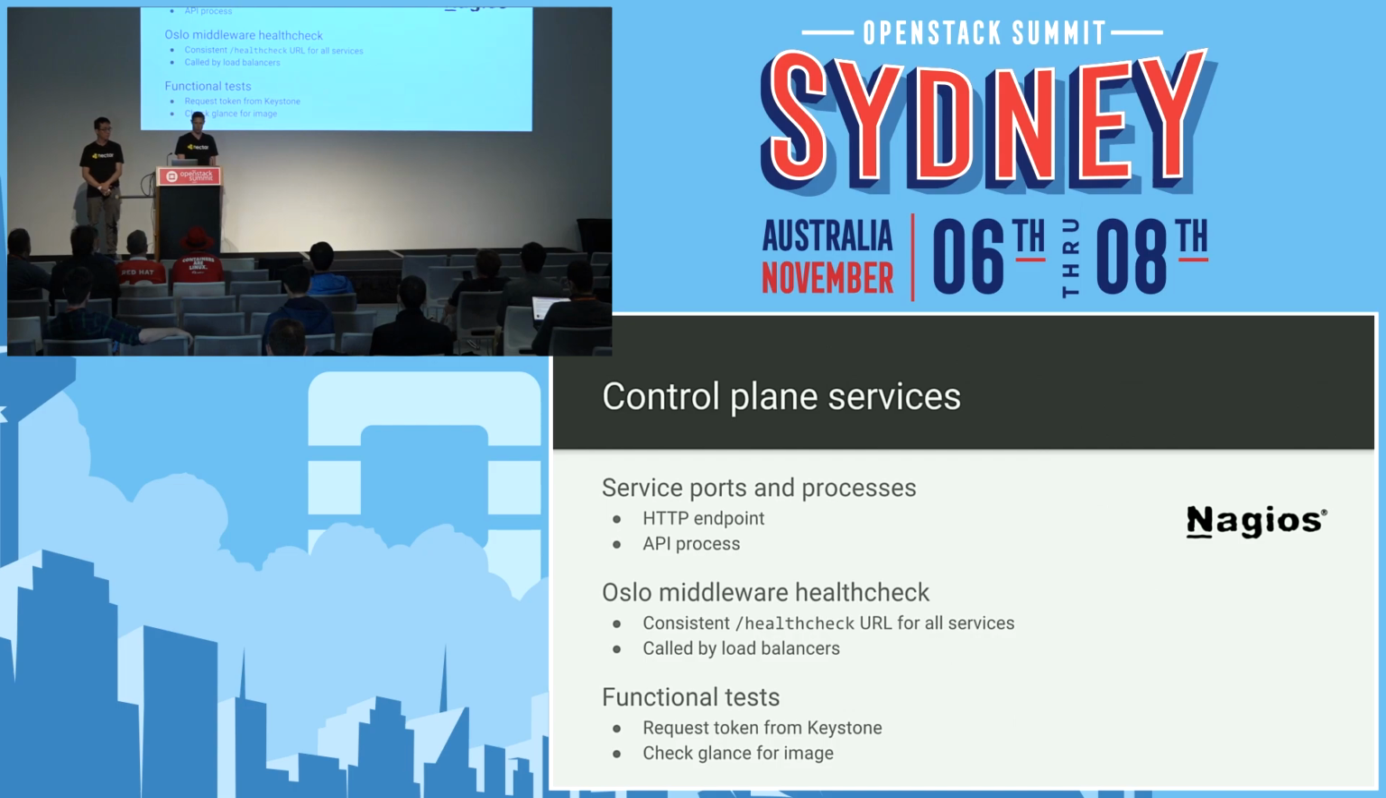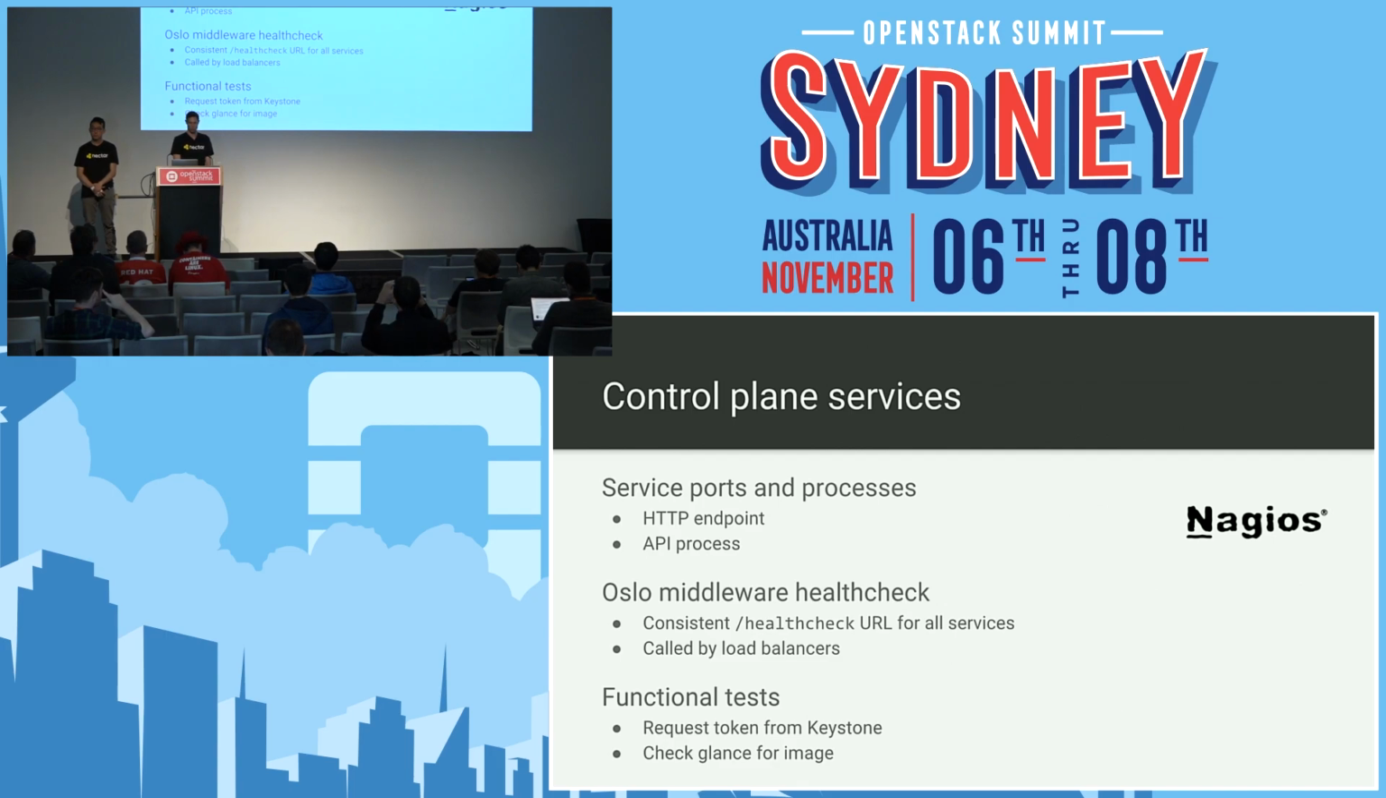So with our control plane services, some of the testing we do here is that we test the ports and the processes. So like I said earlier, we test the load balancer endpoint. Can we make a connection? Can the load balancer connect to the underlying members of the pool? Is that all operating correctly? And even, does the API actually have the process running? You know, has it died? We need to know all these things.